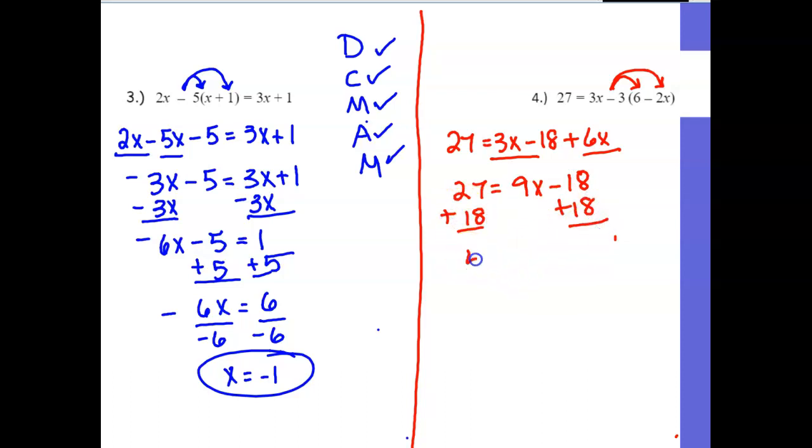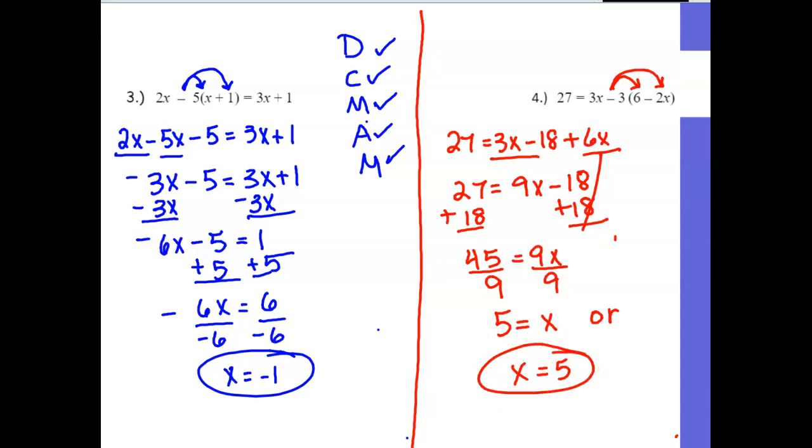Okay, so I've got 45 is equal to 9x. And then when I divide both sides by 9, I get 5 is equal to x. Notice now my variable's on the right. That's okay, because 5 equals x is the same as x is equal to 5. Okay, so there's my answer.